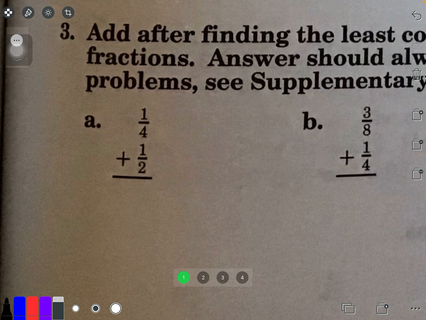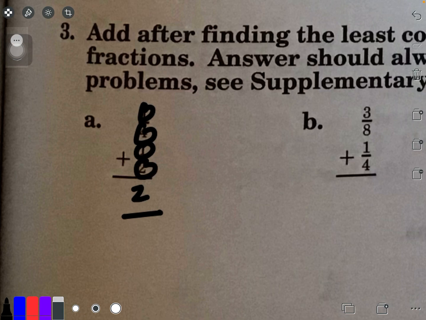Alrighty. So notice here with these fractions, the denominators are different. Now you cannot do this. You cannot do, oh, 1 plus 1 is 2, 4 plus 2 is 6, my answer is 2/6. That's not how it works, okay? That is not how it works in the world of math or fractions.